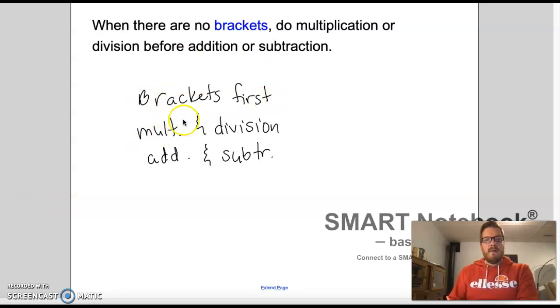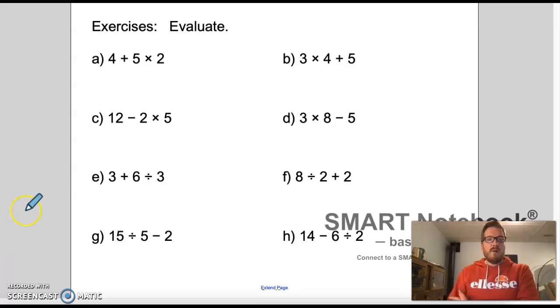There's an interesting thing about what to do inside the brackets. If there's more than one operation, you have to follow these rules as well. So let's use those rules to help work on these questions, right? So we have 4 plus 5 times 2. So that 5 times 2 has to get done first. And so my next line of calculation is going to be 4 plus, and then this is 10. So I have to write 4 plus 10, which equals 14.